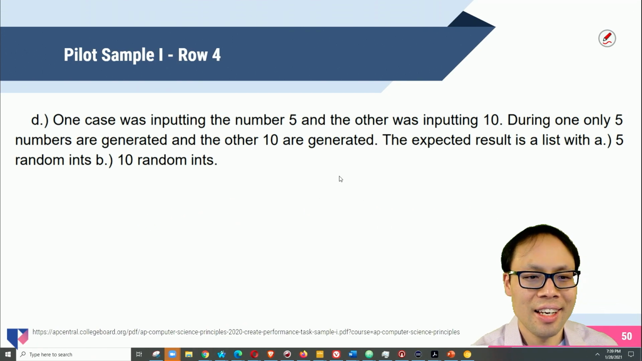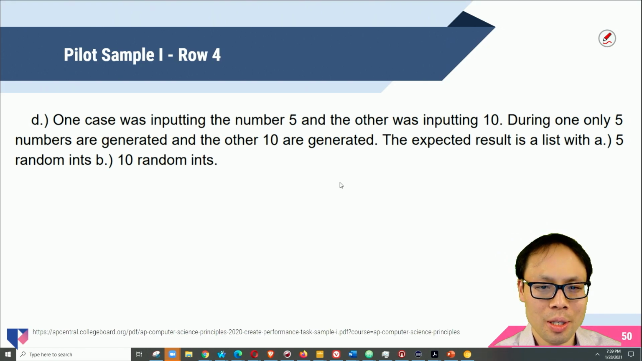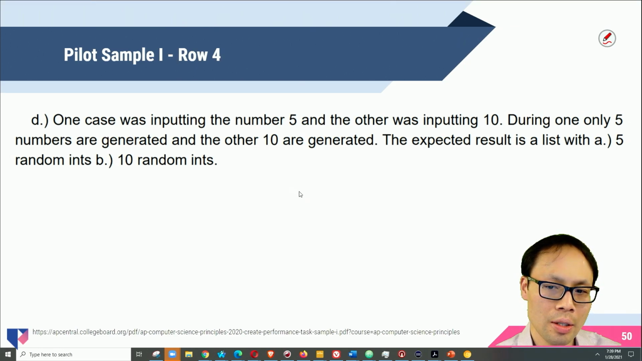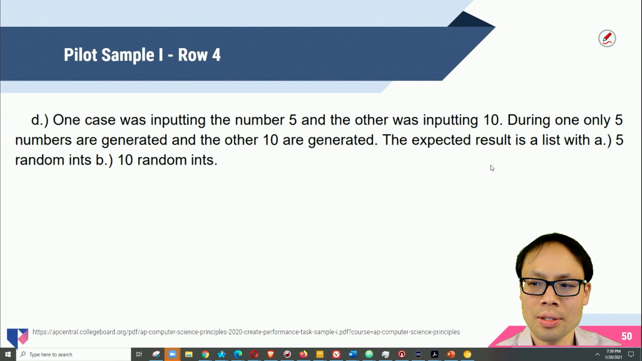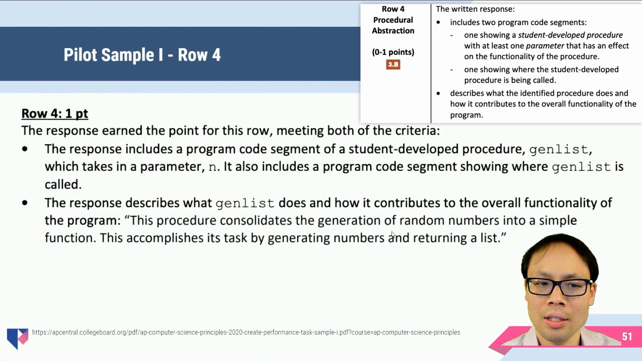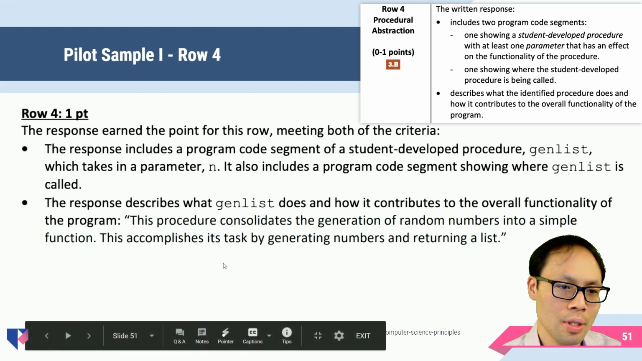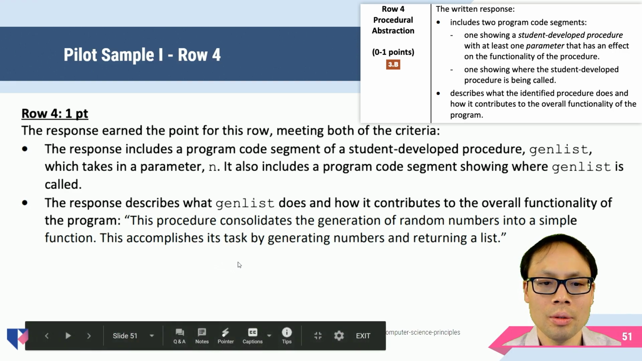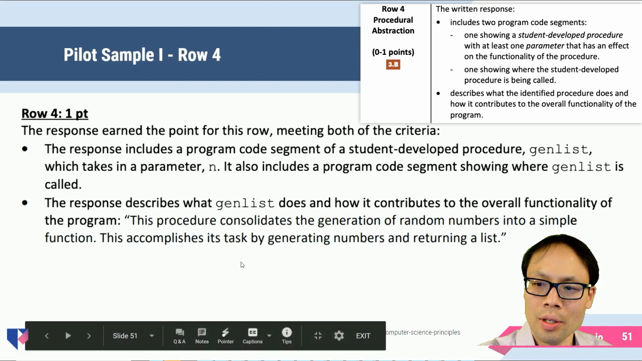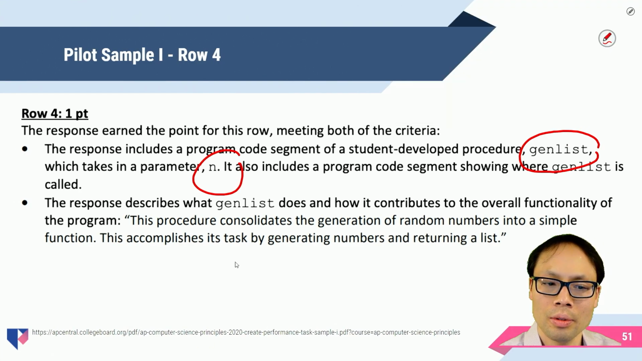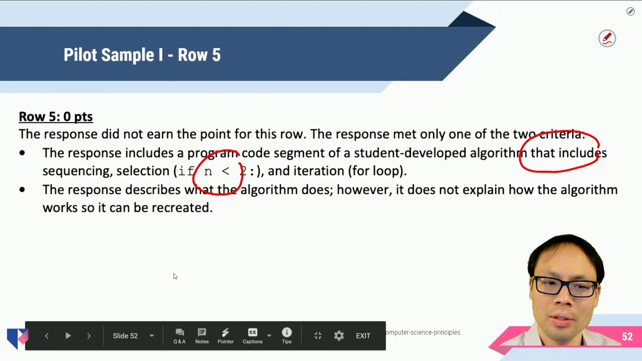All right. They go on and they write, one case was inputting the number 5 and the other was inputting 10. During one, only 5 numbers was generated, and the other 10 are generated. The expected result is a list, 5 random integers and 10 random integers. And the reader says they earned points for this. The response earned the point for the row because they created that procedure there. It took in the parameter, so that met the criteria there.